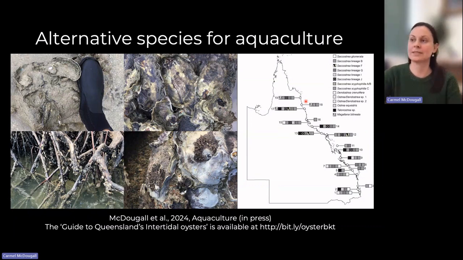Basically sampling oysters and sequencing them to find out what species they were, because if you know anything about oysters, it's pretty hard to distinguish what species they are just by looking at their morphology. And to our surprise, we found that we had 14 different lineages. This hopefully will come out very soon. And you can see this guide to intertidal oysters. That's available if you're interested in exactly which ones we found.